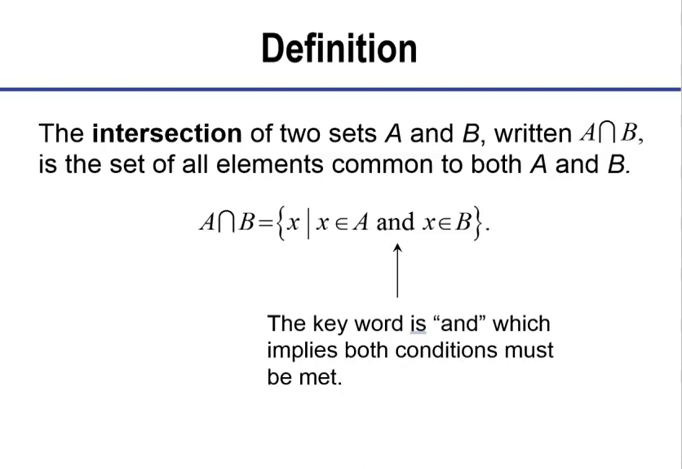So when you want to discuss and between two sets, in other words, the elements that meet two different criteria that are in two different sets, that's called the intersection of sets A and B. Notice the notation. It's kind of like an upside down U without that little tail on it. You read this as A intersection B is equal to all X, remember the vertical bar, such that X is an element of A and X is an element of B. And again, the super important part of this is the and. The key word is and, which implies both conditions.